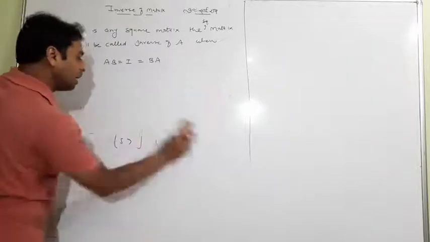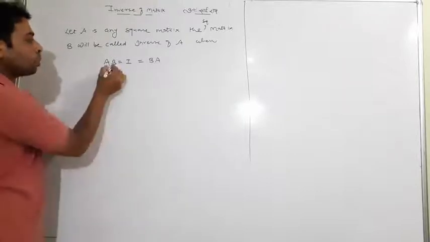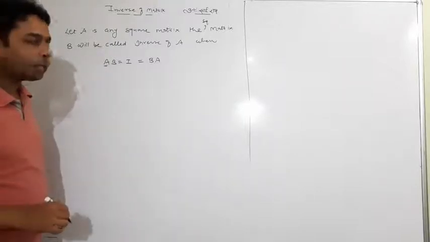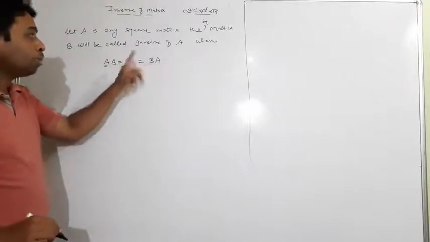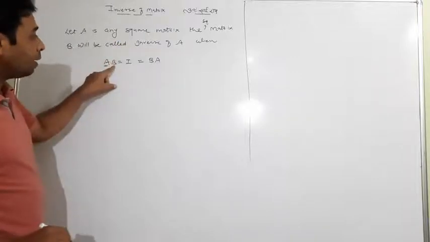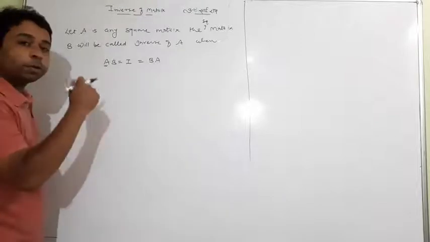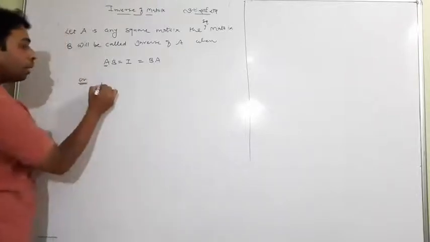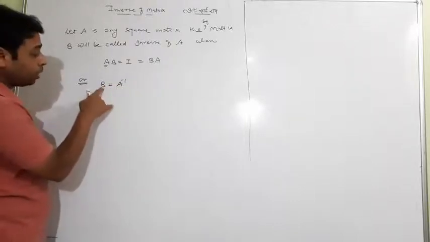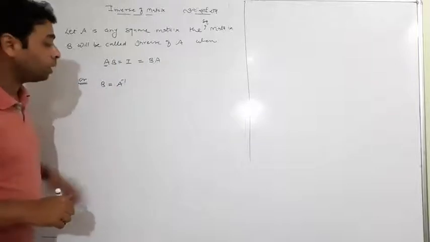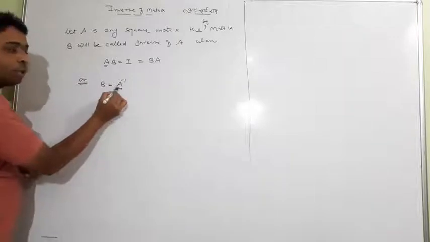So ultimately, A will be a given matrix. You have to find a matrix B such that A into B is equal to I or B into A is equal to I. In that case, B is none else but the inverse of A. Write it as an equation: B is equal to A inverse. So whatever your B is, it is actually A inverse.